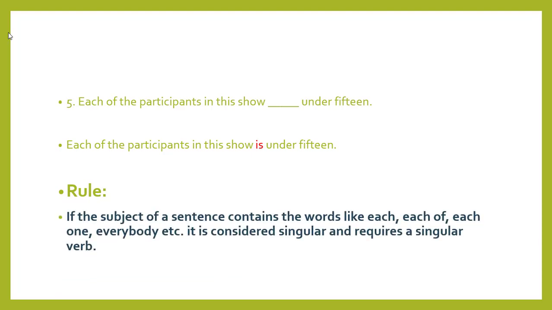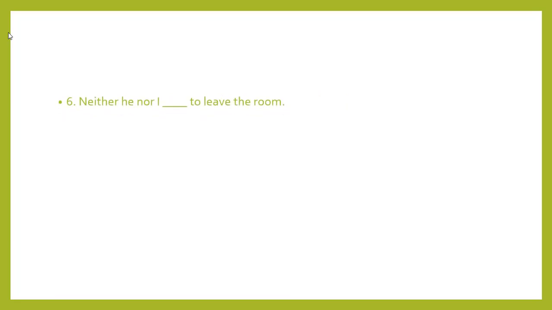Yes, its rule is if the subject of a sentence contains words like each, each of, each one, everybody, etc., it is considered singular and requires a singular verb. In sentence number 5, each of the participants is a singular subject. When sentence number 5 has a singular subject, its verb must also be singular.